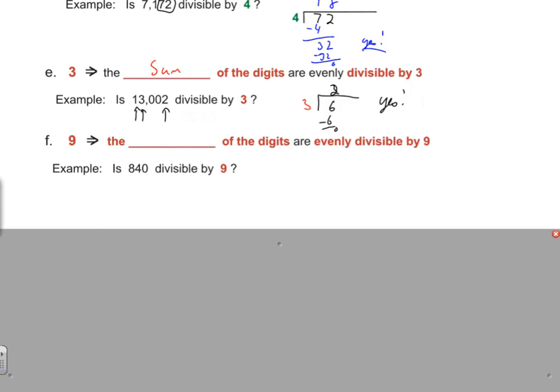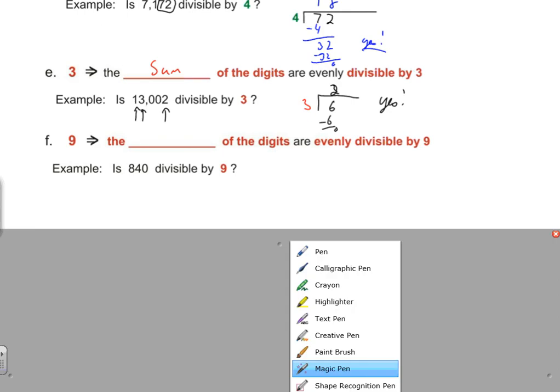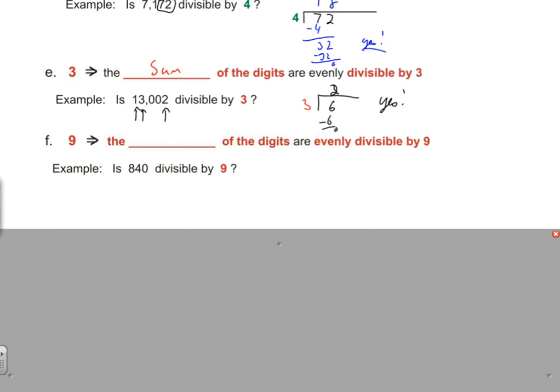Okay? How about 9? Do you remember the divisibility rule for 9? Well, it's very similar to 3. And so it's the sum of the digits are evenly divisible by 9. And again, I want you to show me the check. So you're going to take the 9, you're going to divide it into, here's our number, 840. So you have an 8 and a 4, that's a 12. Does 9 evenly go into 12? You don't even have to go any farther than that on a number like this. The answer is no, but just show me that before you state your no.